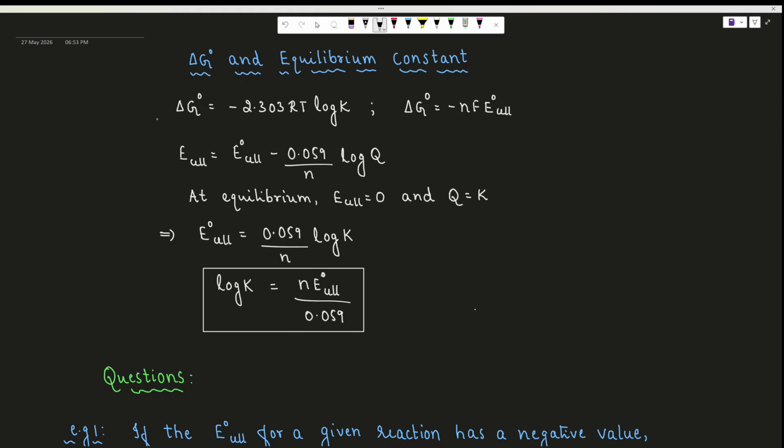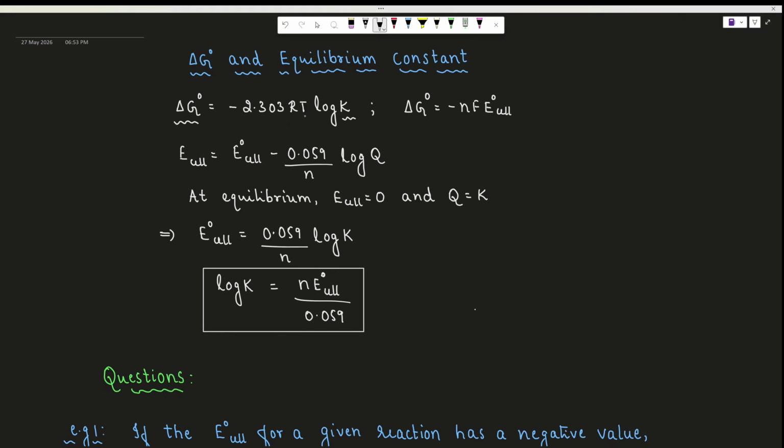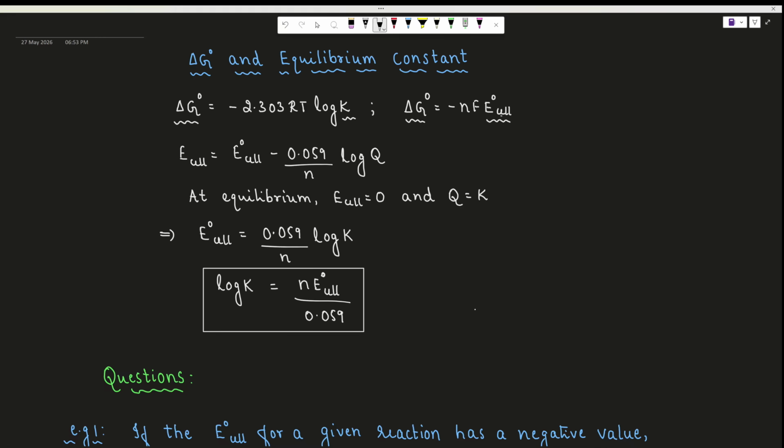So, we have two important formulae related to delta G naught. One relates delta G naught and equilibrium constant K, that is delta G naught equal to minus 2.303 RT log K, and another relating delta G naught and E naught of cell. So delta G naught equal to minus nFE naught cell. Here n is the number of moles of electrons and F is Faraday's constant.